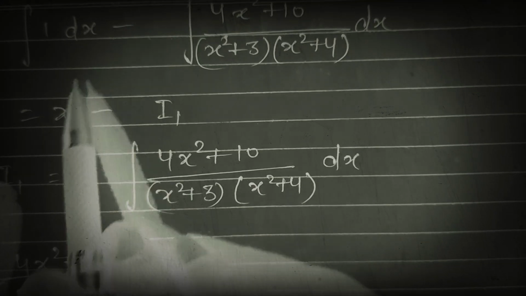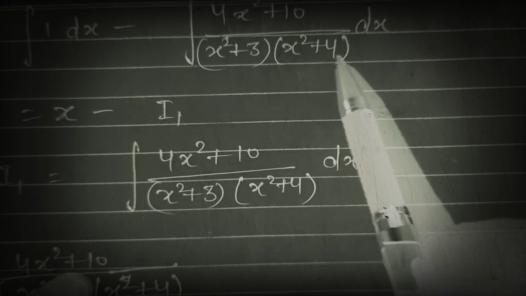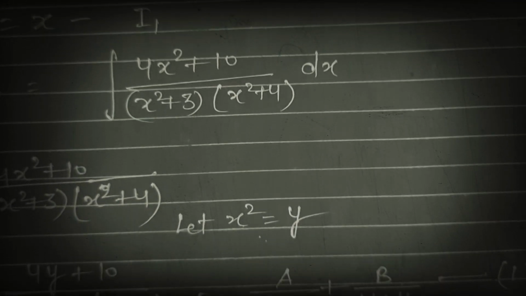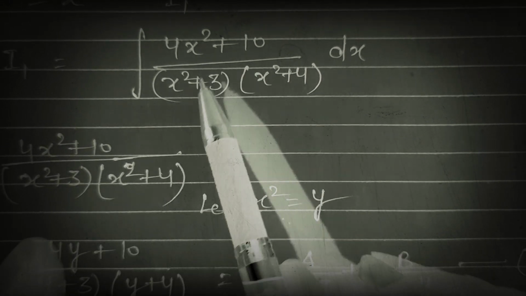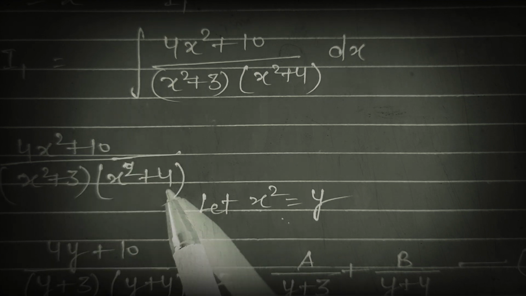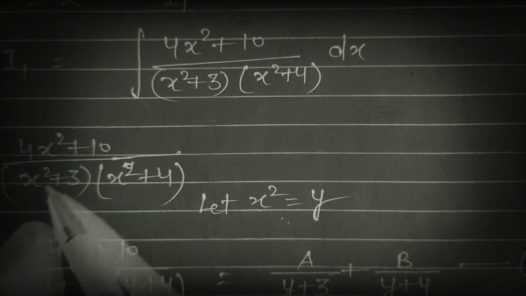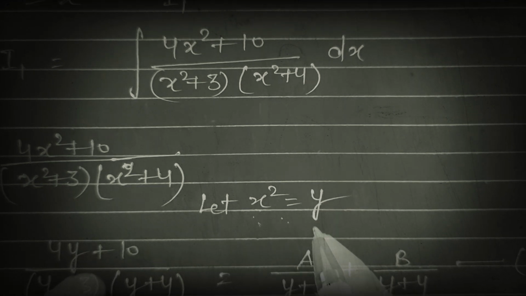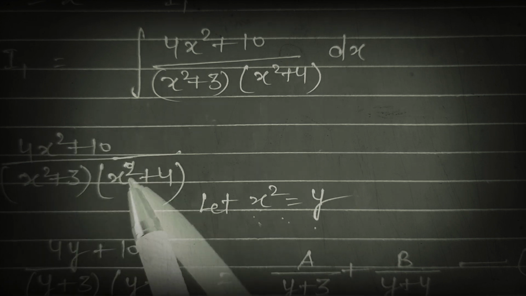We can take this as I1 and find its integration by using the partial fraction method. So the integration of 1 is x, and 4x square plus 10 upon x square plus 3 into x square plus 4 हमने I1 ले लिया. Firstly we will do the factors of these separately and parts of these separately, and then we will find the integration. For making it easy, थोड़ी देर के लिए x square को y ले लेते हैं: 4y plus 10 upon y plus 3 into y plus 4.